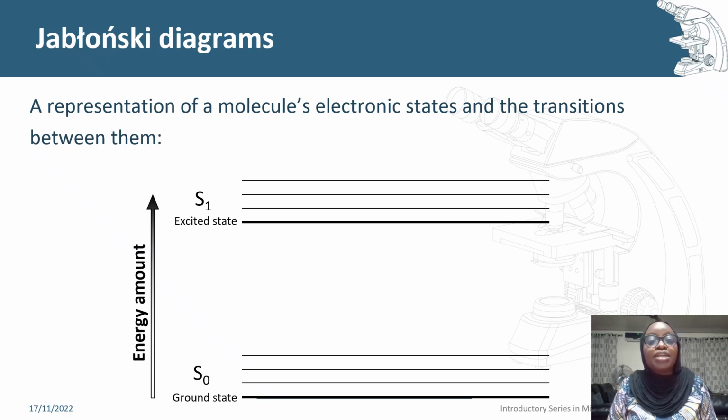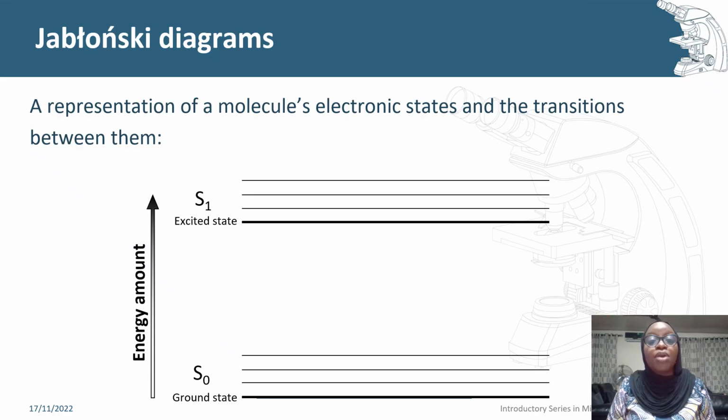We can use a Jablonski diagram to understand how fluorescence works. It's a representation of a molecule's electronic states and the transitions between them. The diagram typically shows us the possible energy states of the electrons in a molecule. Moving upward represents a greater amount of energy.